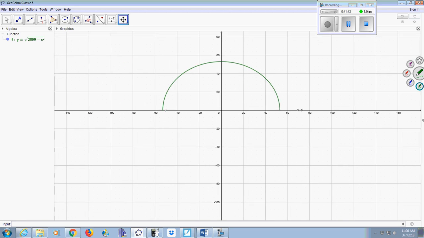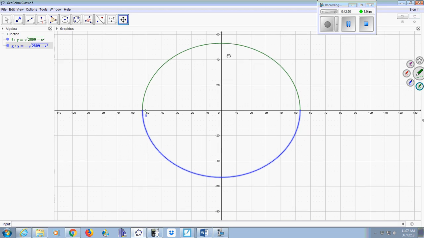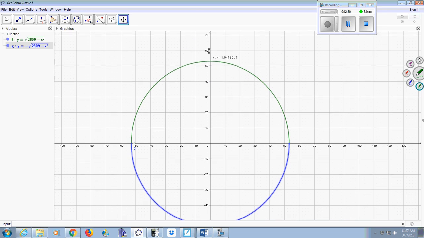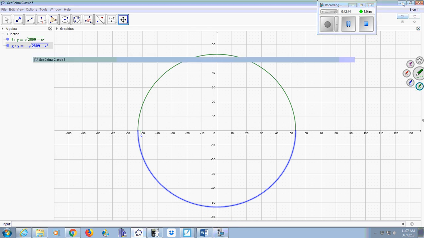Here's my top half of my circle, right? And I know that that point right there is 53, 0, negative 53, 0, 0, 53. Now I've got to put the bottom half in. I'll just do the negative square root. See how big the numbers are getting? 2809 when you're squaring stuff. All right, so there's a picture of the circle. This is the broadcasting range of this radio tower. That's what I would have on my paper.